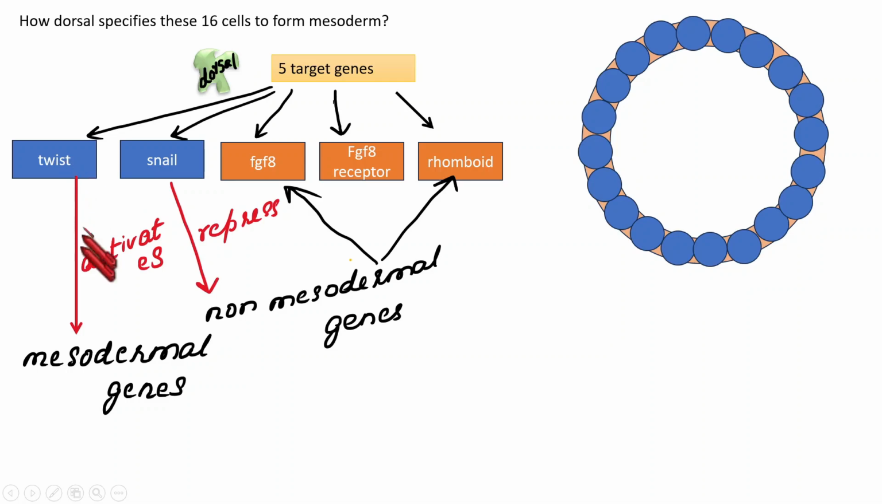But as the distant snail protein is transcribed, this snail protein represses the expression of these two genes and prevents its expression, thereby supporting the development of mesoderm from these 16 ventralmost cells. So that is one way the dorsal helps in the transformation of 16 ventralmost cells to the mesoderm.